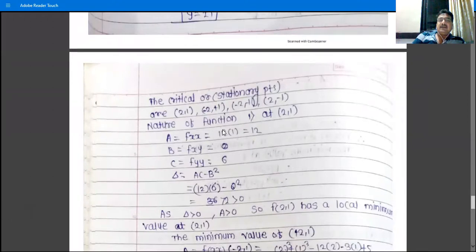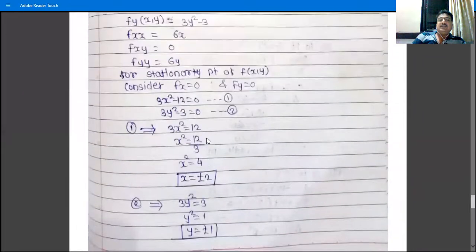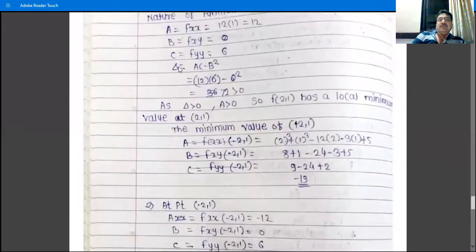Answer is correct. But here write 6 into 2. And then fyy is 6 into 1. Y is 1. So we have delta is AC minus B square, 12 into 6 minus 0 square. That is 72, and the value of delta is greater than 0.